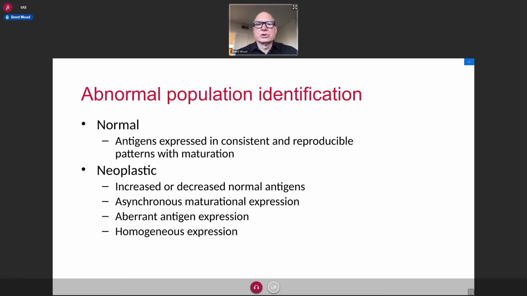And for populations that are normally more variable or heterogeneous in the expression of a set of proteins, they may become much more homogeneous or uniform, reflecting the underlying clonal nature of the expansion in leukemia. So basically what we're looking for are populations of cells of a particular lineage at a particular maturational stage that look different from what we understand normal maturation to represent. Next slide, please.